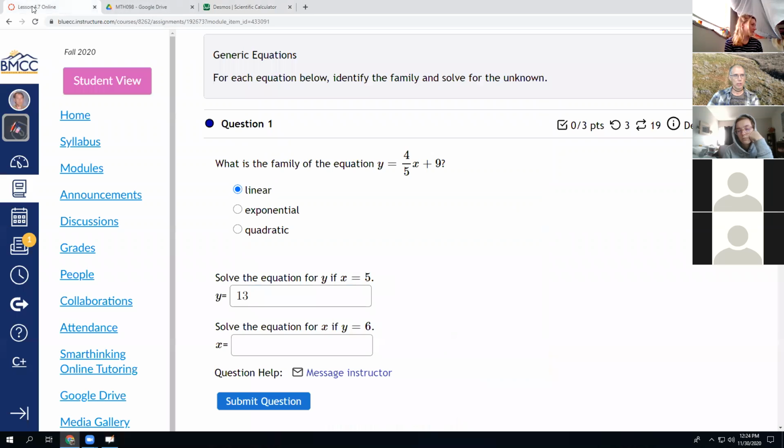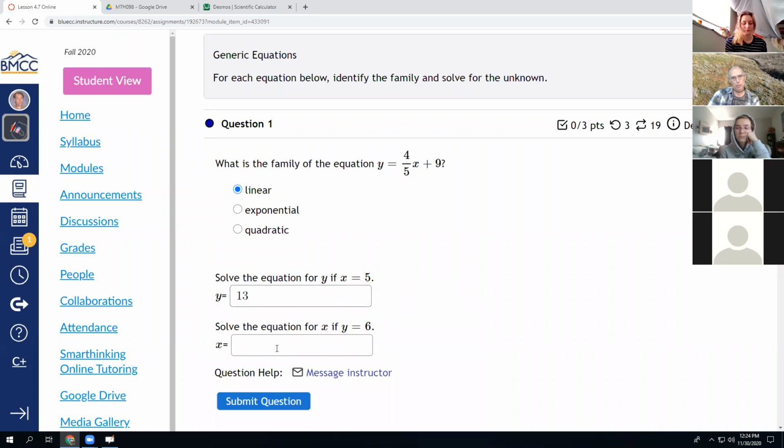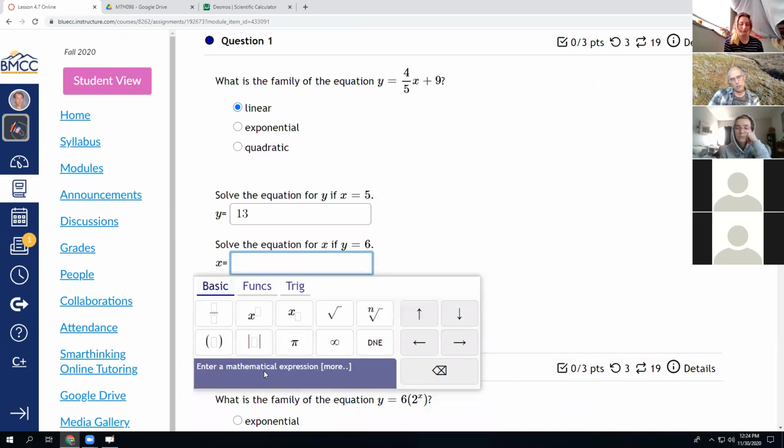So, and then whenever we click on these boxes, we should pay attention to what it says, and then it gives examples to make sure we're typing it right. Now, typing in 13, that was no big whoop. But the next one, it says enter a mathematical expression, which means I could enter a fraction or a decimal. Okay, so you could enter either version here and it would be okay.